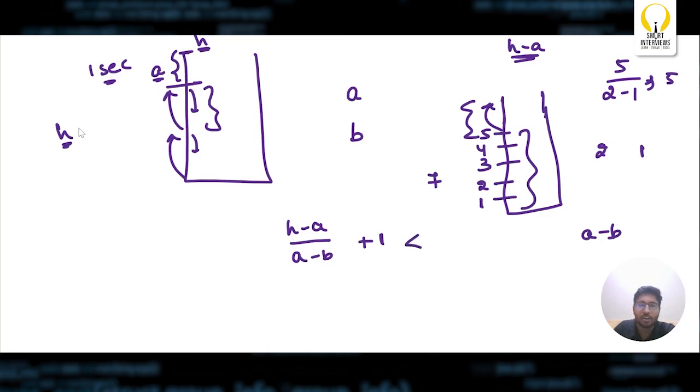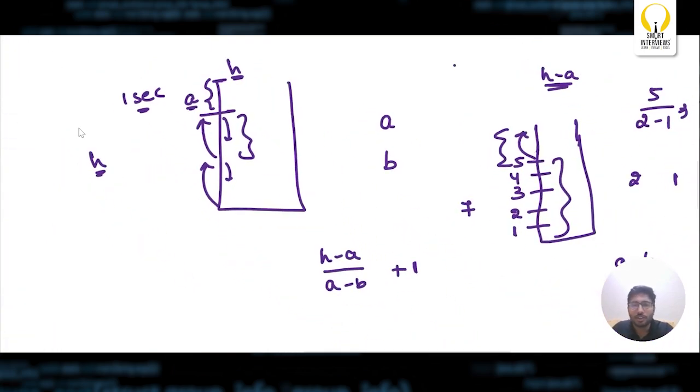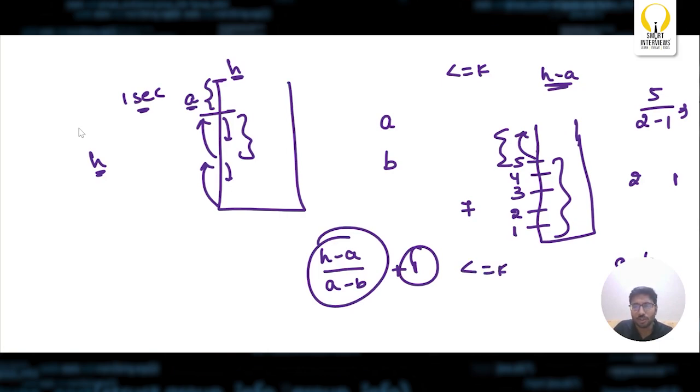Okay. Now when can we say it is a valid pair? If it is taking less than or equals to K seconds, right? We are also given the time limit, right? Now if this time plus 1 is less than or equals to K, then we can say that A comma B is a valid pair.